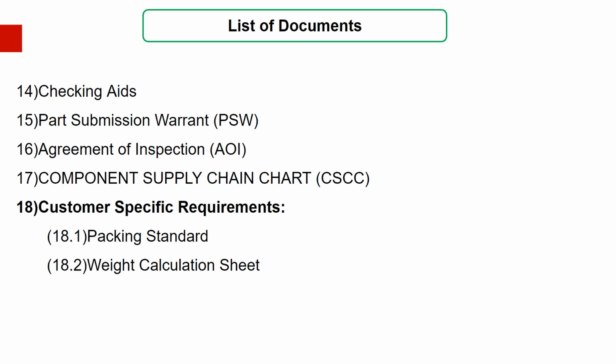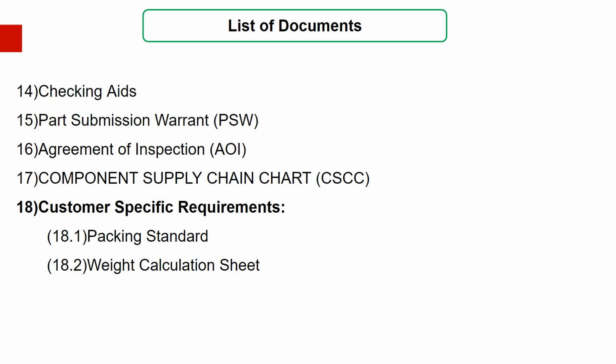Here is the checking aids. In checking aids, we are mentioning for every dimension what kind of instrument we are going to use. Like the attribute gauge we will use, variable gauges we are going to use, by CMM we are going to measure. So many things we are mentioning here for checking aids.